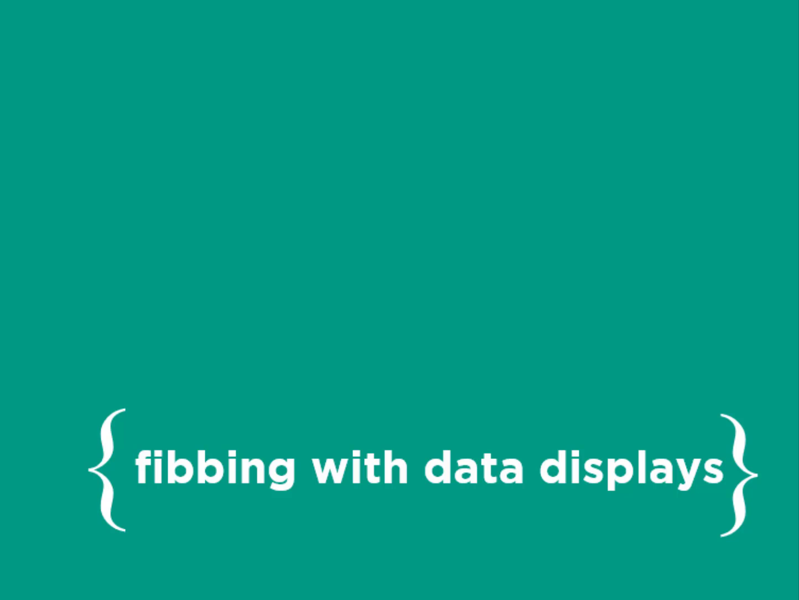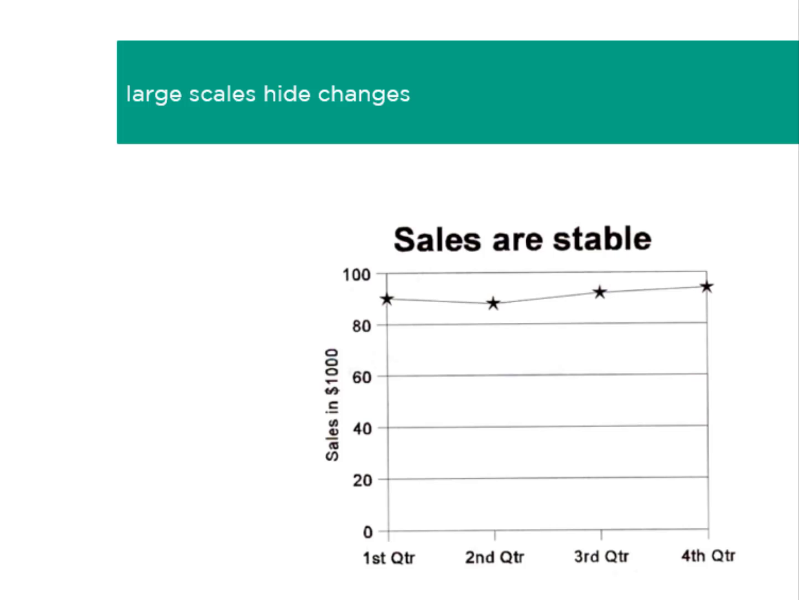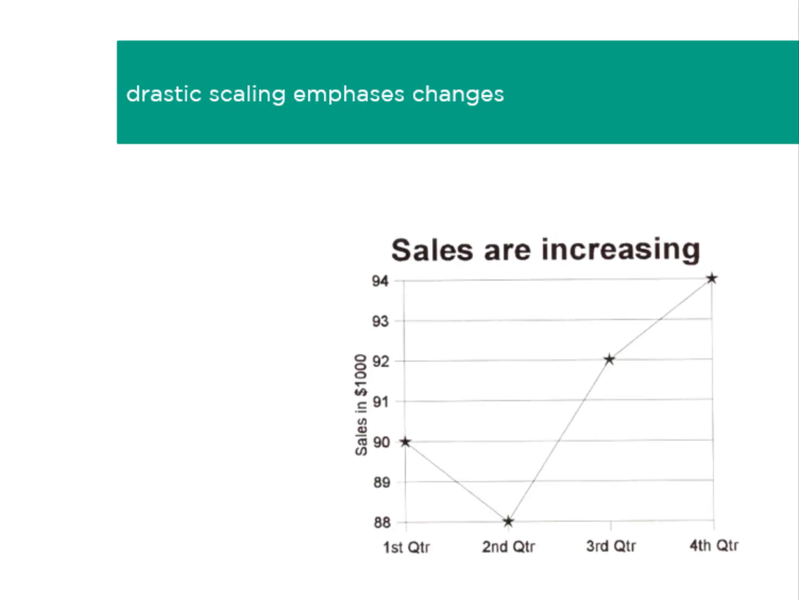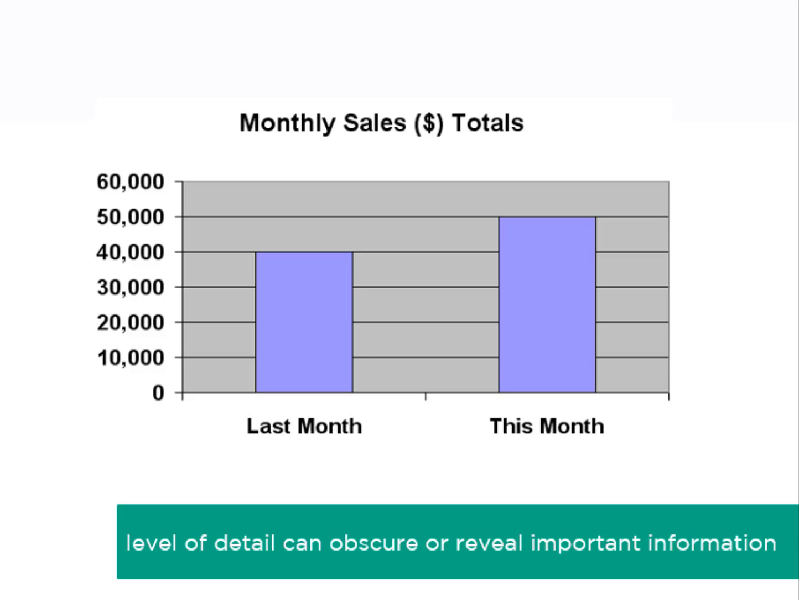I also want to share some of the ways you can lie with data displays, specifically so that you can be a more critical reader of the way data is displayed to you. First, keep an eye out for scaling. Large scaling like this, from 0 to 100, when all of the numbers are between 80 to 100, hides changes, and we might see sales are stable. Whereas dramatically small scaling, here from 88 to 94, really emphasizes changes.